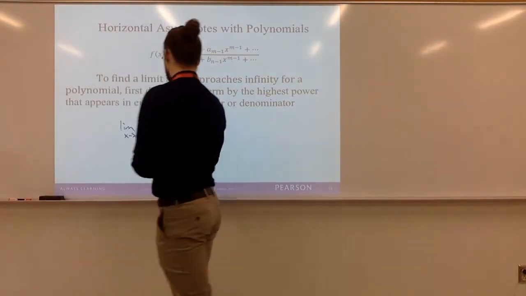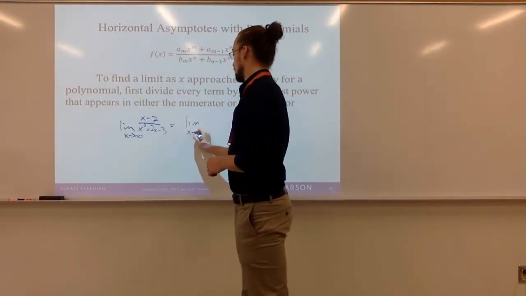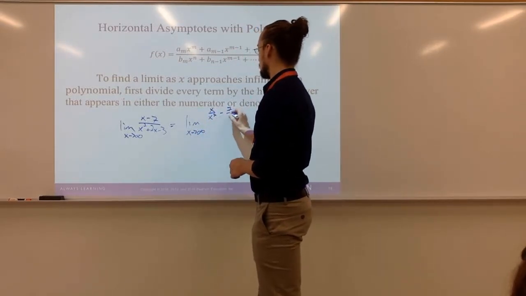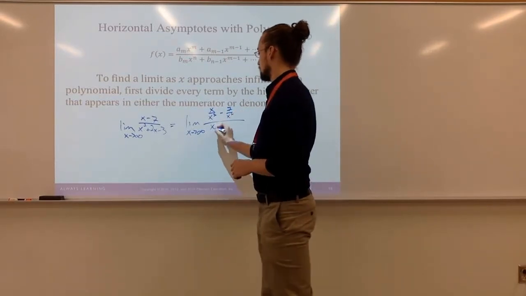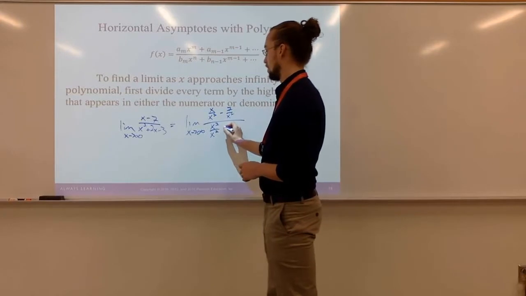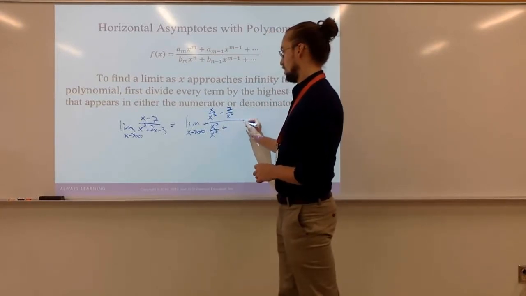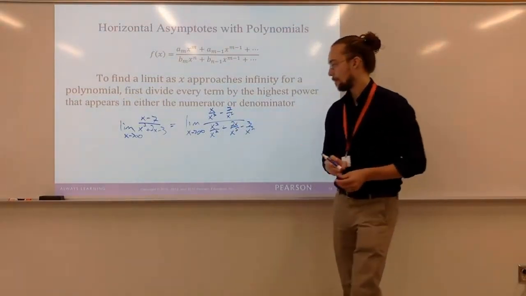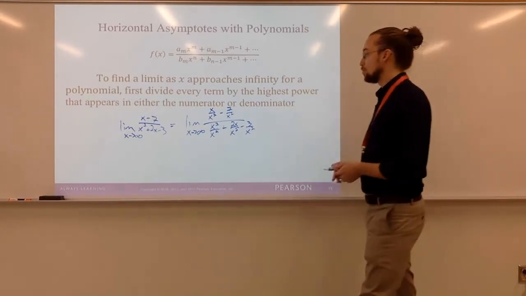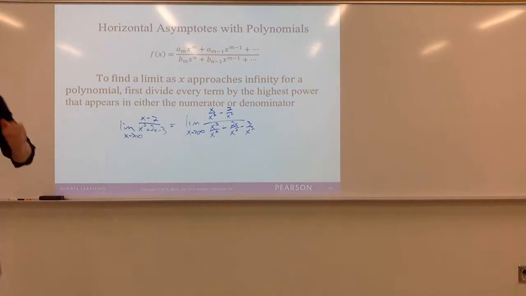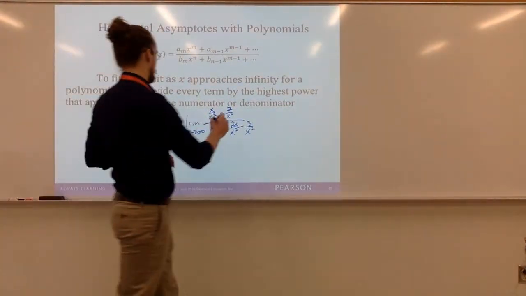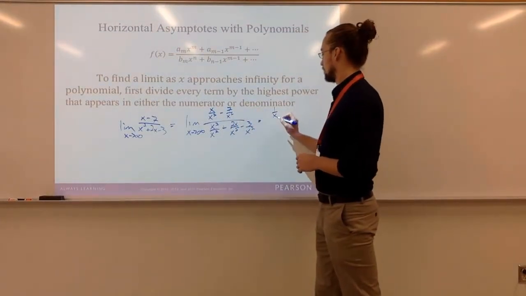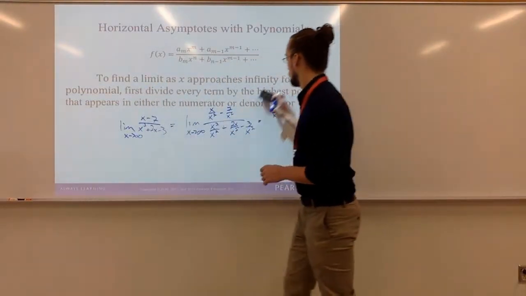So this is going to end up looking like this. As x approaches infinity, I'm going to divide everything by x squared. And so x squared over x squared plus 2x over x squared minus 3 over x squared. And then we want to simplify each of those as far as we can. So, let's see, x over x squared would just reduce to 1 over x, right? Forgot my limits.